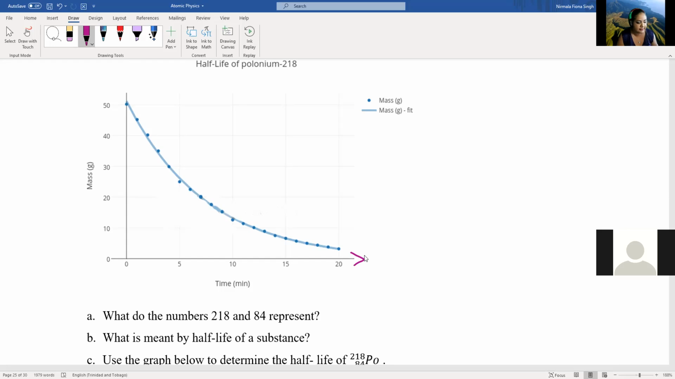Here our time is measured in minutes. Our activity is given in mass, but again, when a radioactive sample breaks down, the atoms are going to turn into something else. So here I have polonium 218, 84. They're asking what does the number 218 and what does the number 84 represent?